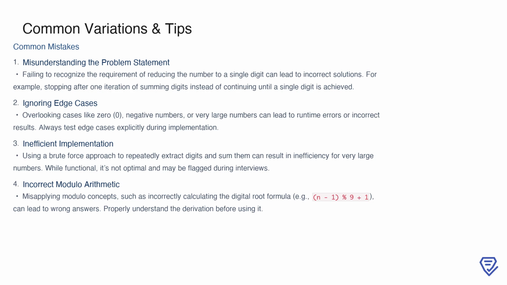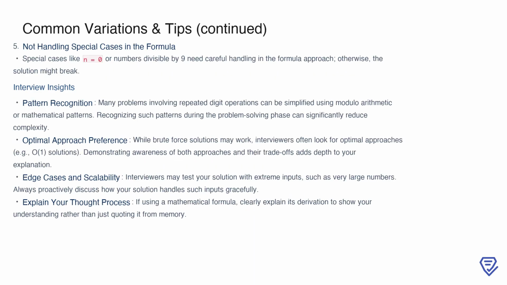Finally, incorrect use of modulo arithmetic can cause errors. If you plan to use the digital root formula, such as (n-1) % 9 + 1, make sure you thoroughly understand its derivation and application to avoid miscalculations. Special cases in the formula approach also deserve careful consideration. For example, inputs like n equals 0 or numbers divisible by 9 need to be handled explicitly to ensure the formula doesn't produce unexpected results.